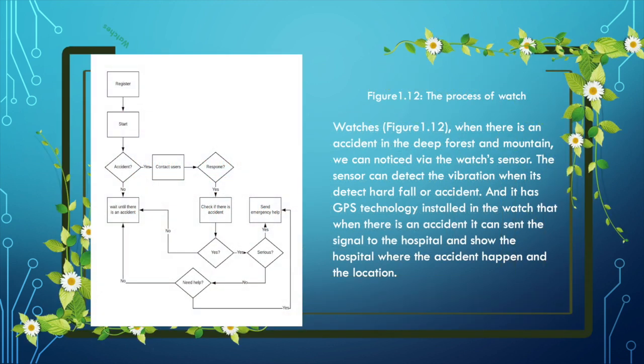Watch. When there is an accident in the deep forest or mountain, the hospital can notice via the watch sensor. The sensor can detect vibration when it detects a hard fall or an accident. And once there is an accident, the hospital can immediately know where the accident is by the GPS installed in the watch, and they can send help just in time. You can see the process of the watch here in the picture.